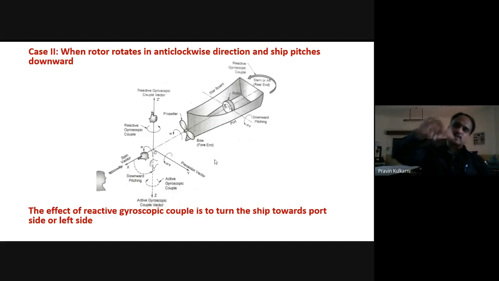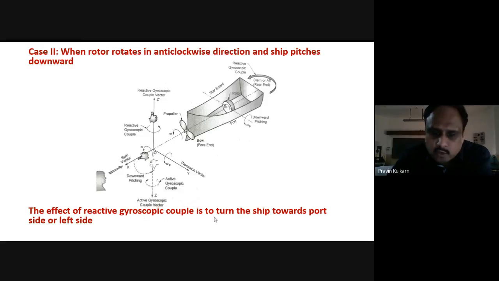It's simple to imagine. This is the orientation. So rotate this through 90 degrees. So opposite to this will be the reactive gyroscopic couple. The effect of the reactive gyroscopic couple is to turn the ship towards forward or left side.